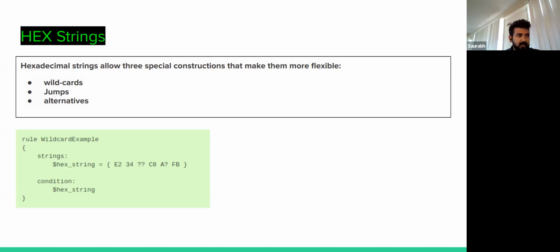This question mark is a wildcard. It can have 0 to F, anything in it. Based on the code functionality, you're going to be writing it in the hex strings. A hexadecimal string allows three special constructions to accommodate more logic. These are wildcards, jumps, and alternatives.